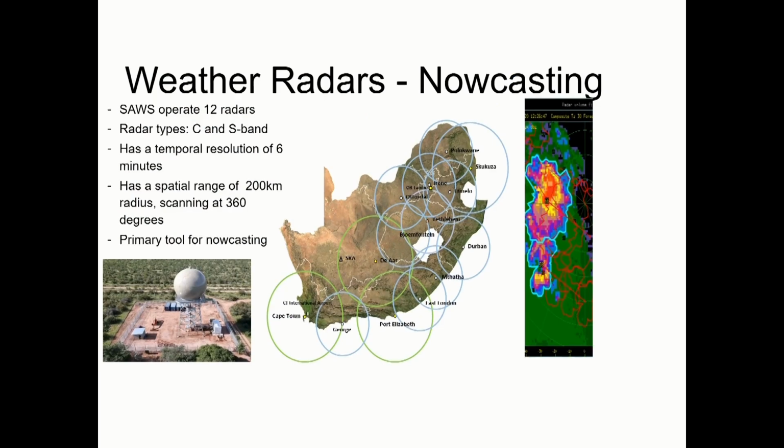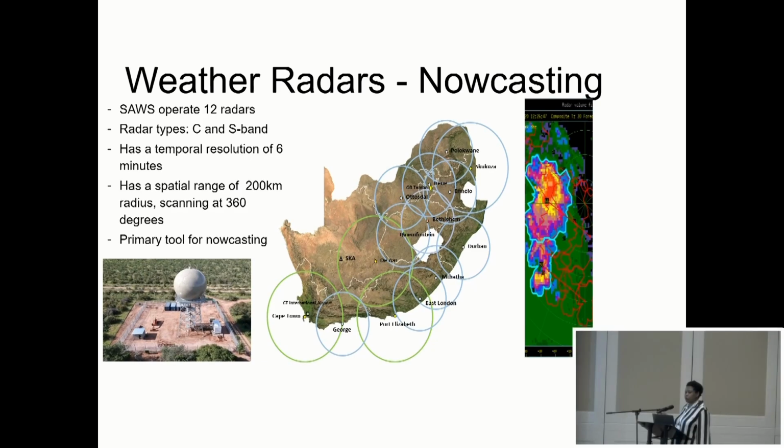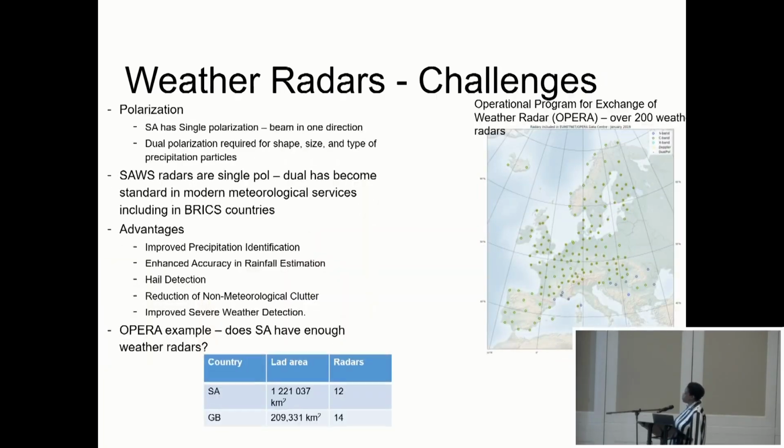We also have weather radars. We have around 12 radars across the country. They are covering all the areas. We have C-band and S-band radars, and the resolution of these radars is 6 minutes. So we have radar data at 6-minute intervals. The spatial range is around 200 kilometers radius, and it is scanning at 360 degrees. And this is the primary tool that we use for nowcasting. And remember, with nowcasting, we are not only focusing on South Africa, but also helping our neighbors in Swaziland, Maputo, and Lesotho. So this is quite an important thing that we have.